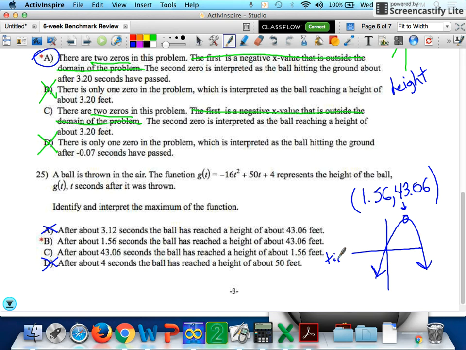Well, this would be our time, which makes our other value our height. Okay, that's how these axes always work out. So the way we interpret this maximum is at 1.56 seconds, the ball is at its highest point, which is 43.06 feet. If you can just remember tomorrow that our x-axis means time and our y-axis means height, you're going to be very well off on these interpretation problems.